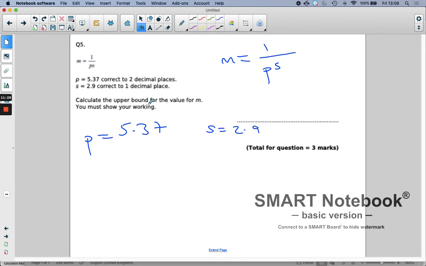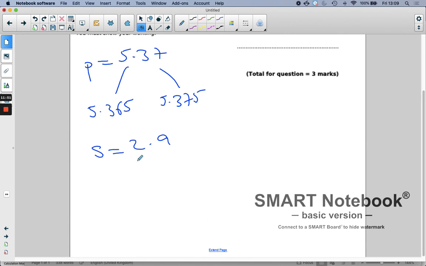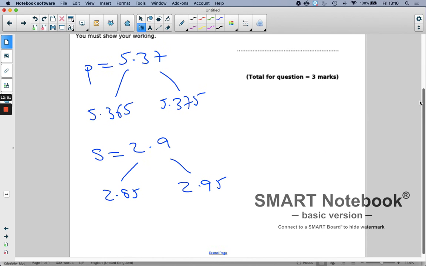Now, this is a bounds question. Keyword there is bounds. So 5.37 correct to 2 decimal places: the lower bound will be 5.365, the upper bound 5.375. Now s is 2.9. Because it's correct to 1 decimal place, the lower bound is 2.85 and the upper bound is 2.95. Okay, and that's a great start to our working.